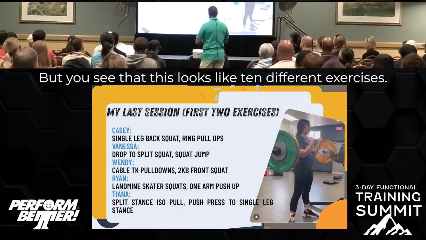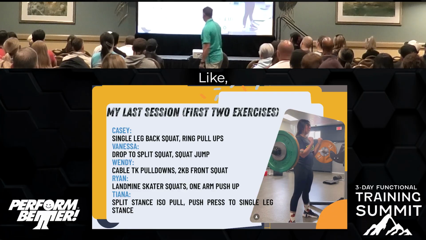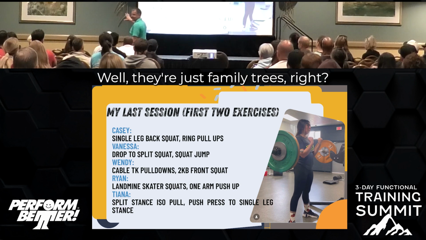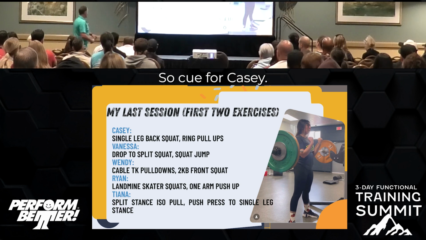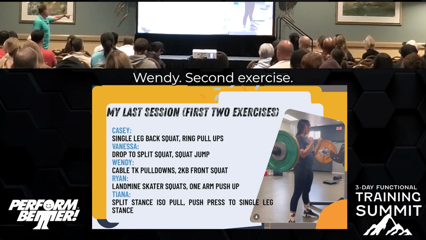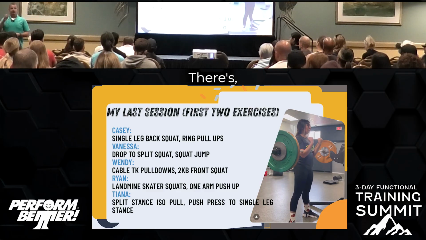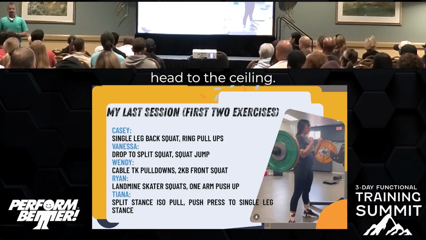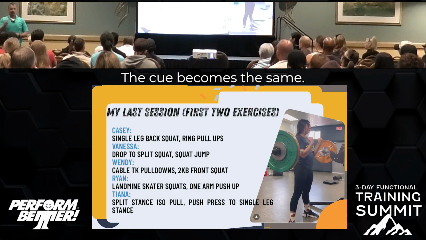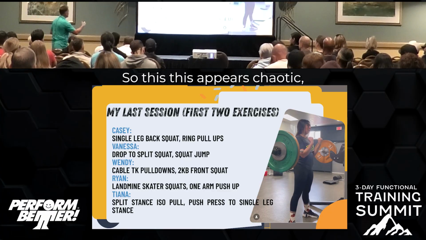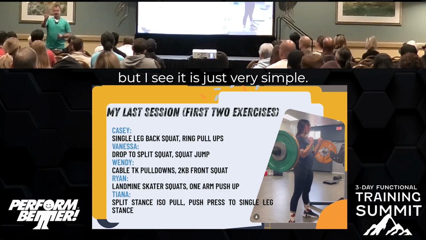But you see that this looks like 10 different exercises. Like, how does he do it? Well, they're just family trees, right? So, Q for Casey, Wendy's second exercise, Ryan's exercise is head to the ceiling. Get that vertical torso, right? The Q becomes the same. Right? I'm cueing one thing with different people at once, right? So this appears chaotic, but I see it as just very simple.